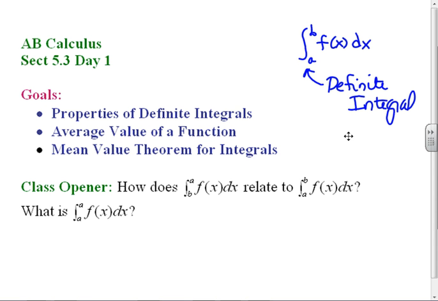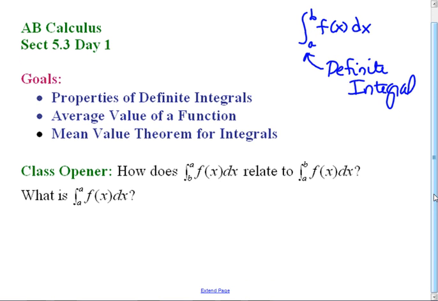We are also going to do the average value of a function. We've done average rate of change. An average value of a function, you can easily get confused one for the other, so you have to read carefully. And then we're going to do the mean value theorem for integrals. It's not really a difficult section, but it's kind of dry as we go through it. Okay, class opener. How do those integrals relate?